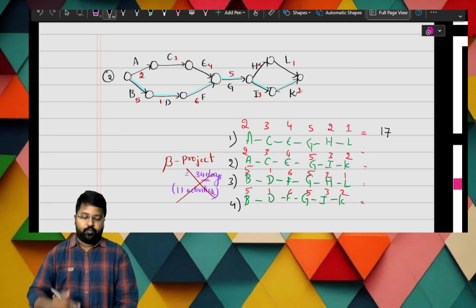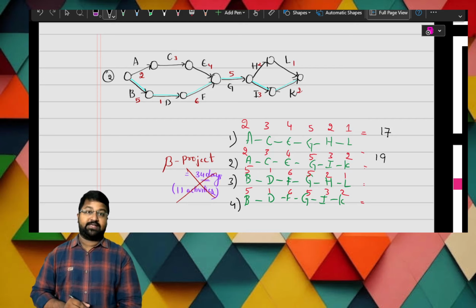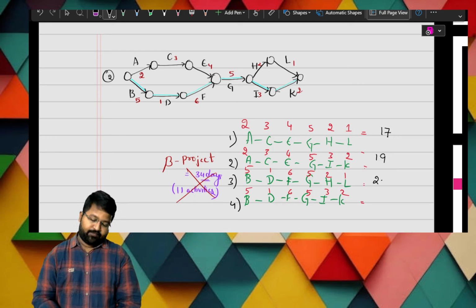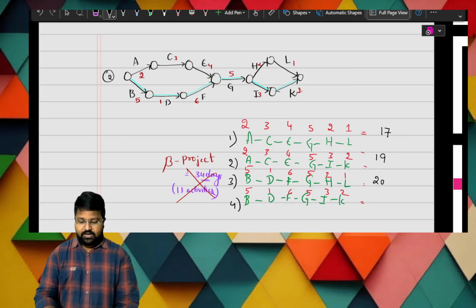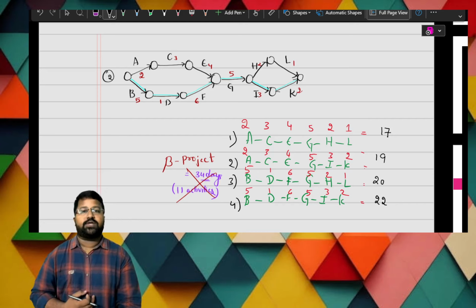For path 2, 2 plus 3, 5. 5 plus 4, 9. 9 plus 5, 14. 14 plus 5, it is 19. Next, for path 3: 5 plus 1, 6. 6 plus 6, 12. 12 plus 5, 17. 17 plus 3, 20. Next, for the last one: 5 plus 1, 6. 6 plus 6, 12. 12 plus 5, 17. 17 plus 3, 20, 22. So after calculating, what do we have to do, sir?